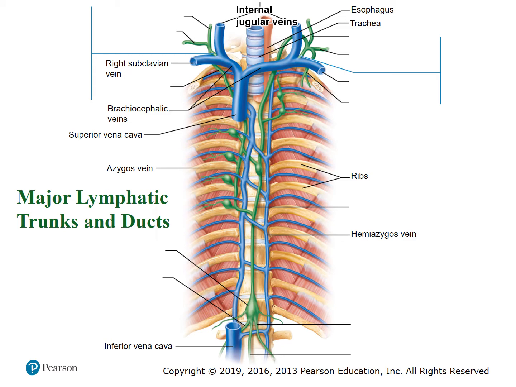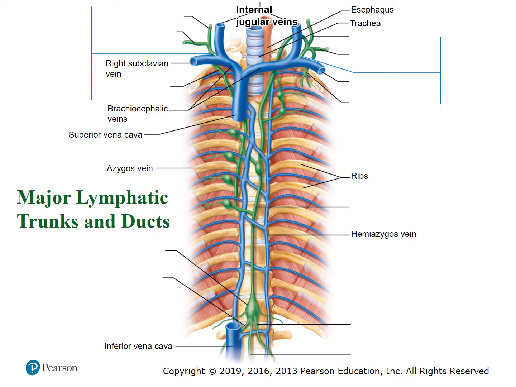Okay, so in this diagram, we're going to take a look at the major lymphatic vessels that are associated with the right lymphatic duct and with the thoracic duct. So this would be a person who is facing you. So their right would be on your left.